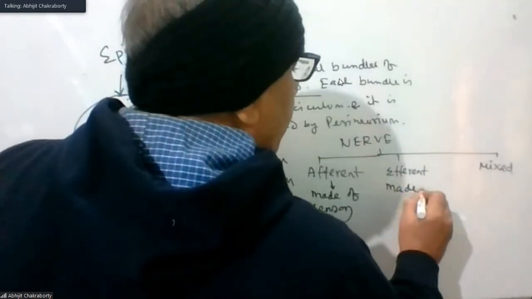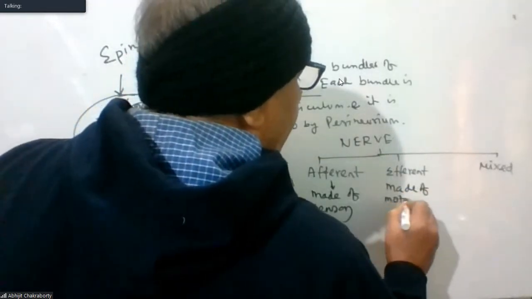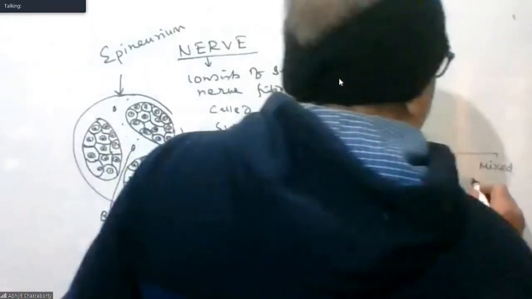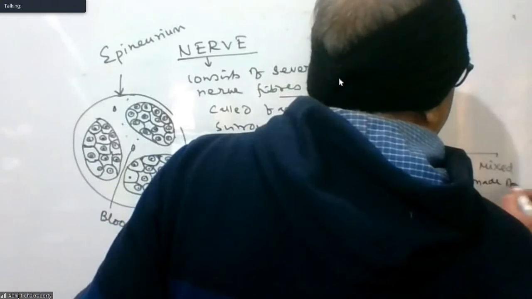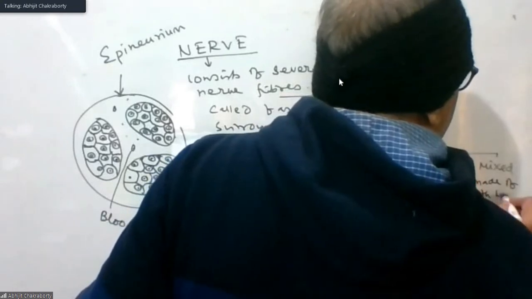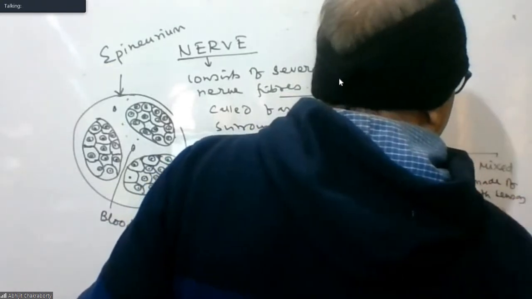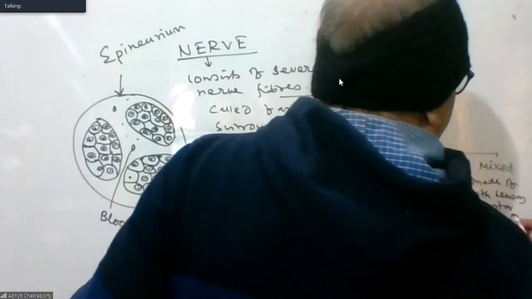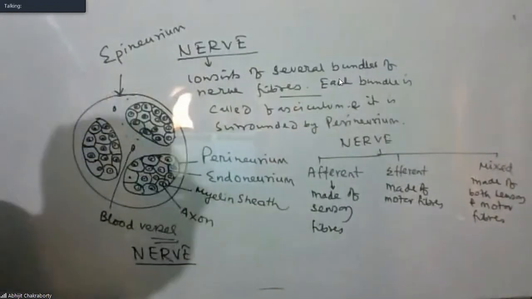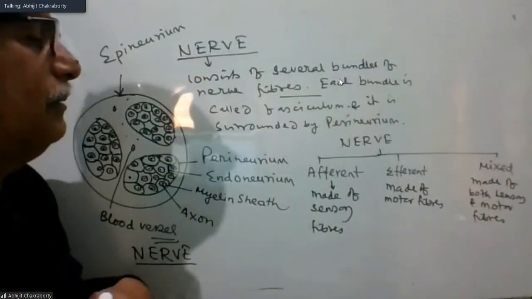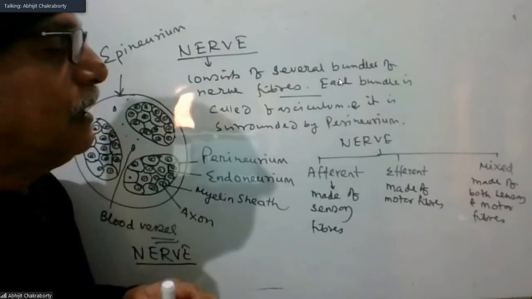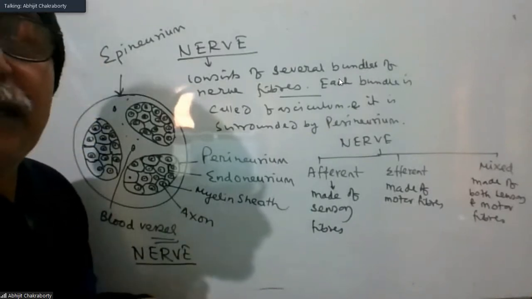Made of motor fibers. Made of both sensory and motor fibers. Afferent is made of sensory fibers, efferent is made of motor fibers, and mixed is made of both sensory and motor fibers. Clear?